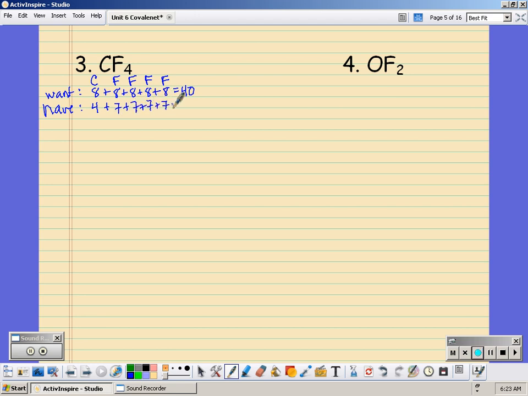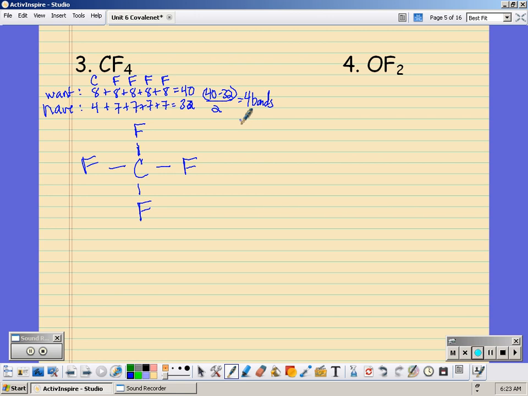40 minus 32 is 8, divided by 2 is 4. So I have 4 bonds. The first element goes in the middle, unless it's hydrogen. And we have our 4 fluorines going around the carbon, and we bond them to carbon. I've drawn 1, 2, 3, 4 lines that matches my 4 bonds calculated, so I don't have a double or a triple bond. I want everybody to have 8.